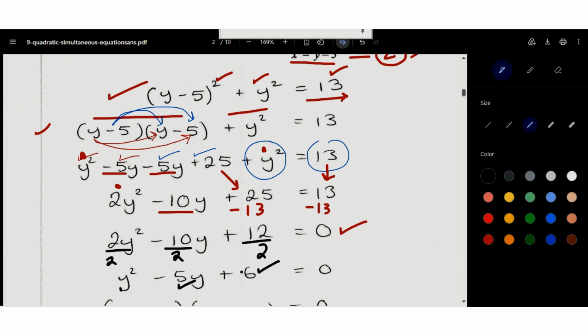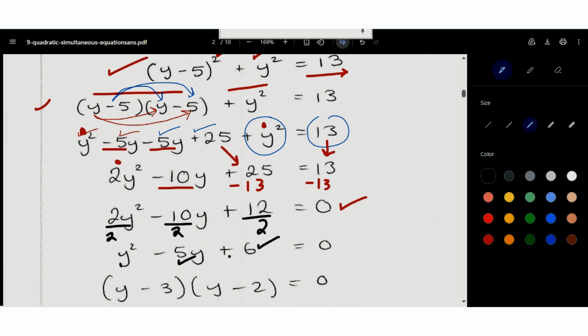Okay, so now I have to find the factors, which multiply to 6, and when added give negative 5. So my dear kids, look here, 3 times 2 is 6. And I need negative 5, so I'm gonna do minus 3 and minus 2, because negative 3 and negative 2 give you plus 6, and negative 3 and negative 2 give you negative 5. So yeah, those are my perfect factors: y minus 3 and y minus 2.